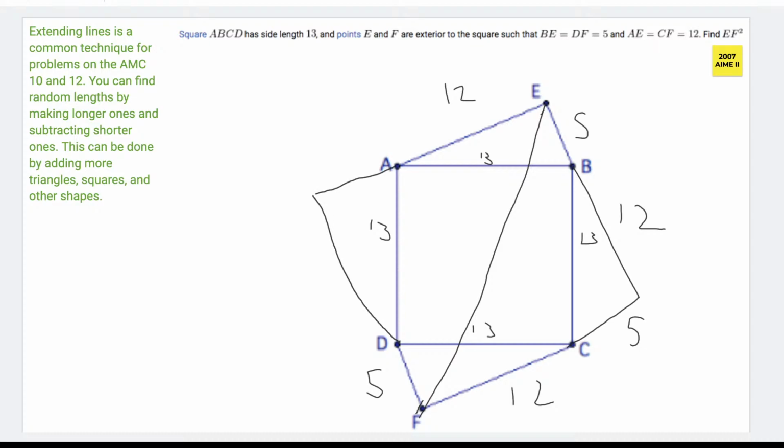And we get 5 here and 12 here. And you see, we just turned this complicated looking shape into just a simple square. And now we know the side lengths are 17. So EF squared is just 17 squared plus 17 squared. We could square root that, but there is no point because you're going to square it anyways, and that's just going to mean extra calculation. And this is 289 plus 289, which is 578. And that is the answer.